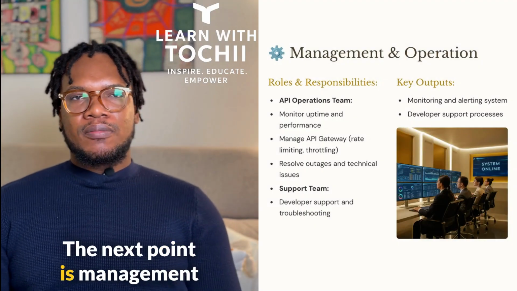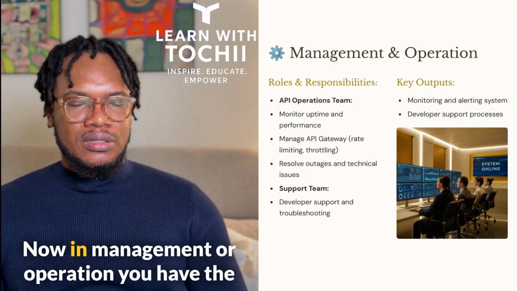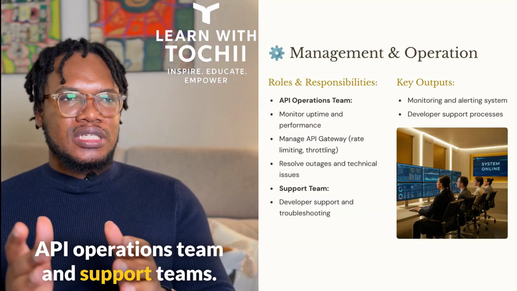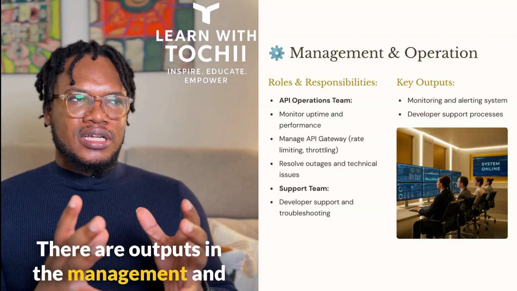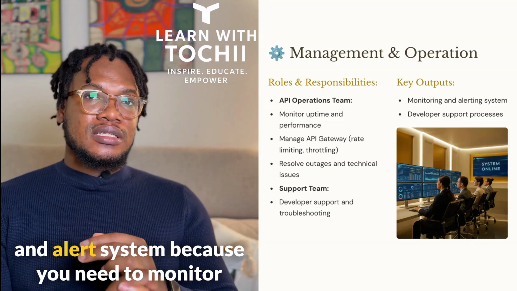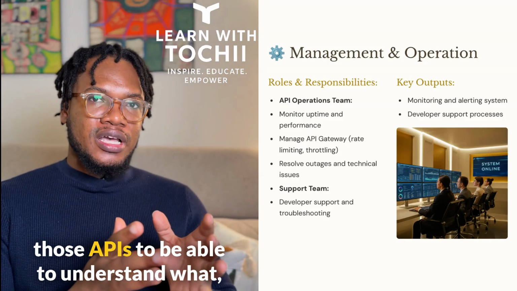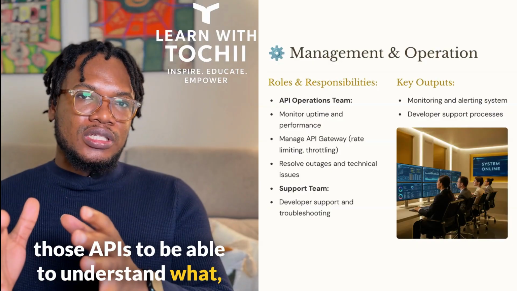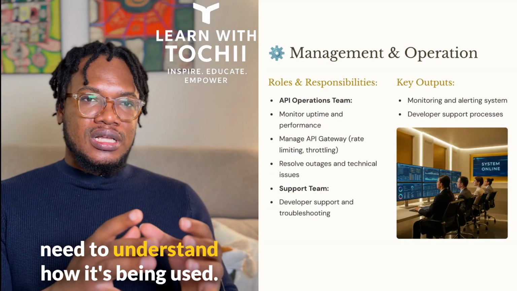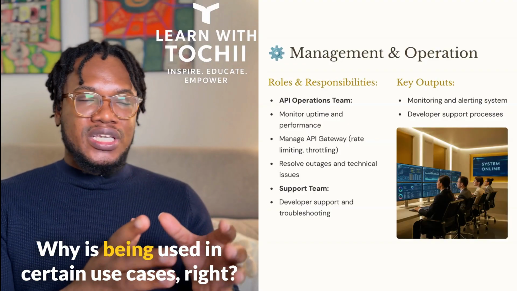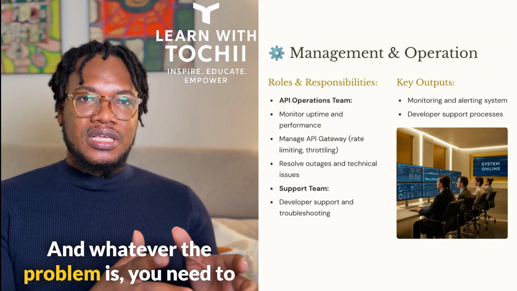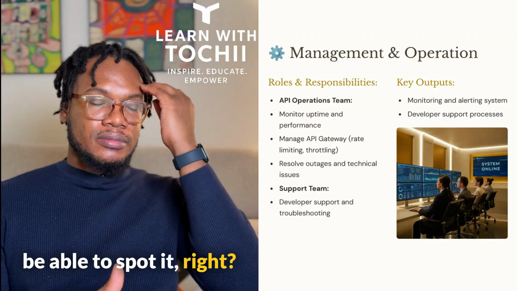The next point is management and operation. Now, in management and operation, you have the API operations team and support teams. Their outputs in the management and operation of your API are, one, a real-time monitoring and alerting system, because you need to monitor those APIs to be able to understand how it's being used. So the how, the why, the what. You need to understand how it's being used, why it's being used in certain use cases, right? And whatever the problem is, you need to be able to spot it, right?